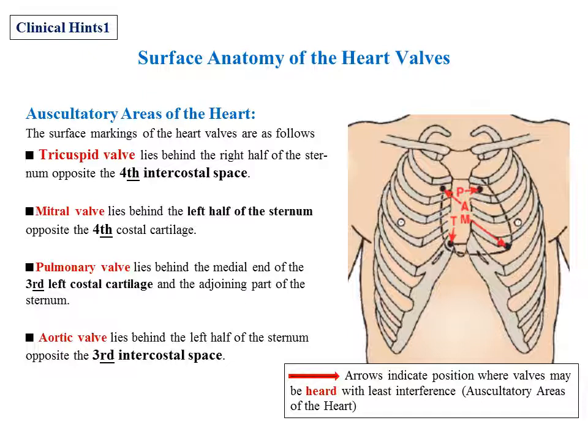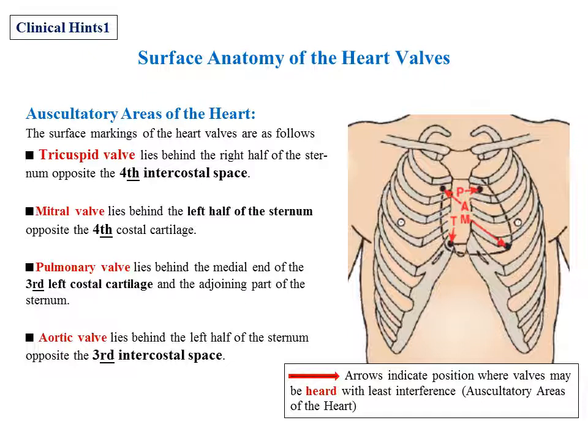The tricuspid valve lies behind the right half of the sternum, opposite the fourth intercostal space. It is very important to know each word of this definition. Where is the mitral valve? The mitral valve lies behind the left half of the sternum, opposite the fourth costal cartilage. So there is one to the right and one to the left, and it is better to know this very well. No choice except to know this perfectly.